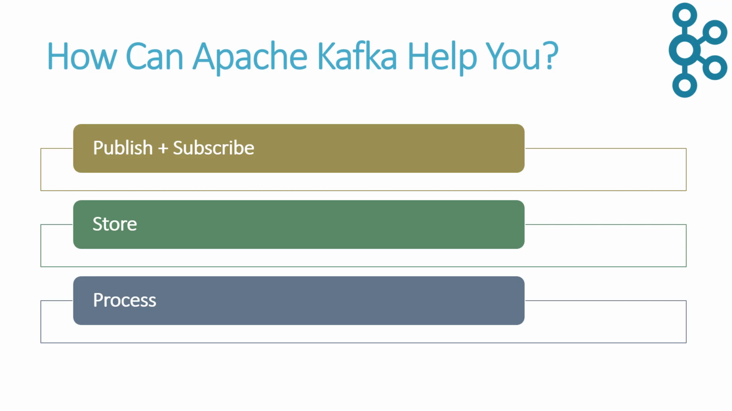And secondly, you have store. It's an abstraction of a distributed commit log commonly found in distributed databases. Apache Kafka provides durable storage. Kafka can act as a source of truth, being able to distribute data across multiple nodes for a highly available deployment within a single data center or across multiple availability zones.